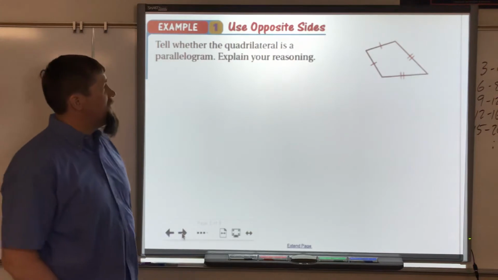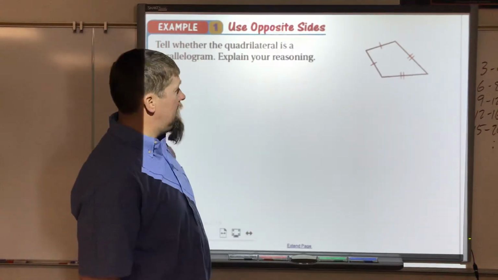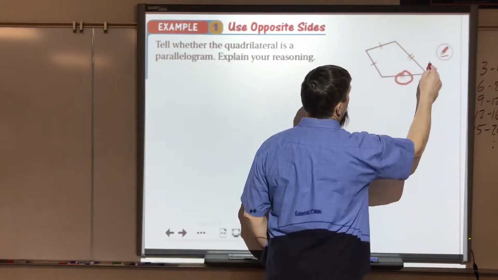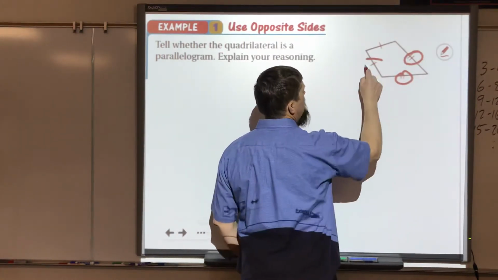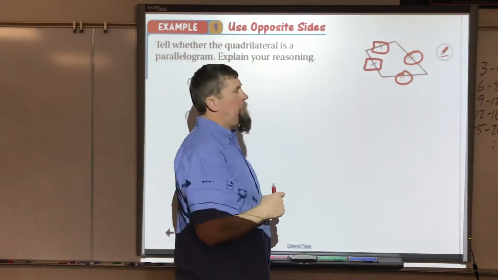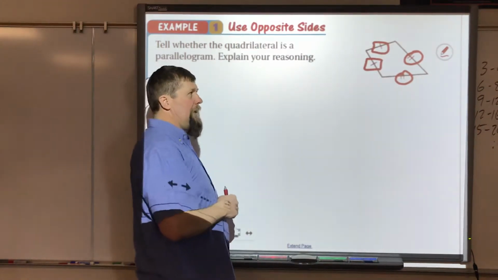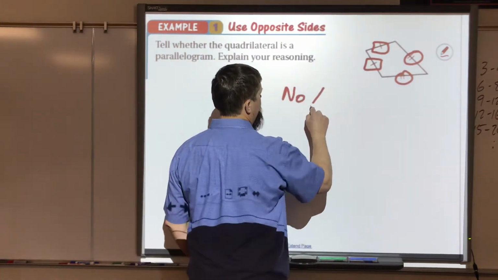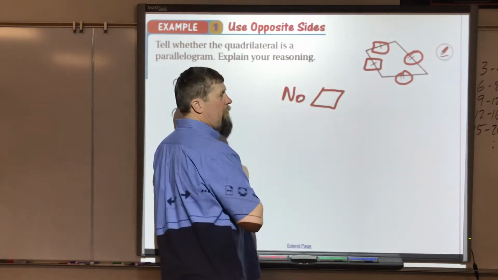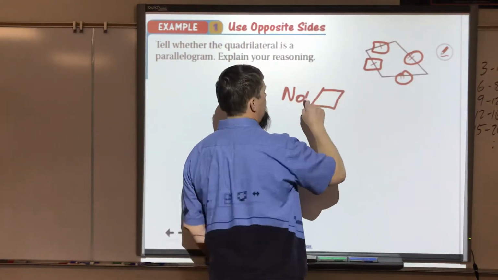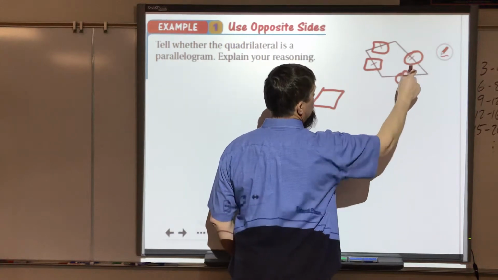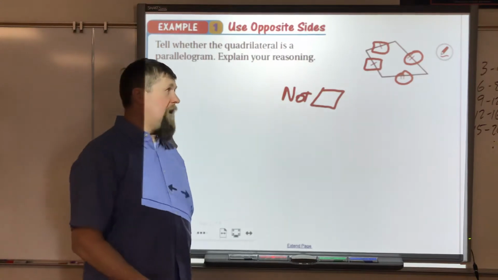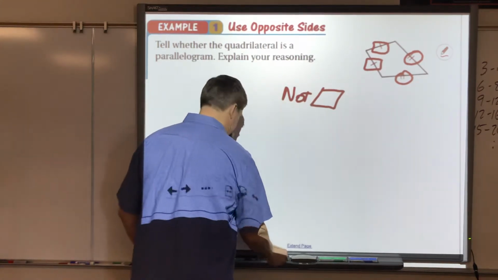All right, tell whether this is a parallelogram. Looking at this, I know that these two sides are congruent. I know these two sides are congruent, but because they are not opposite sides congruent, it's not a parallelogram. And that's a symbol for parallelogram. Okay, so it is not a parallelogram because the opposite sides are not congruent. The consecutive sides are, and that's not correct.